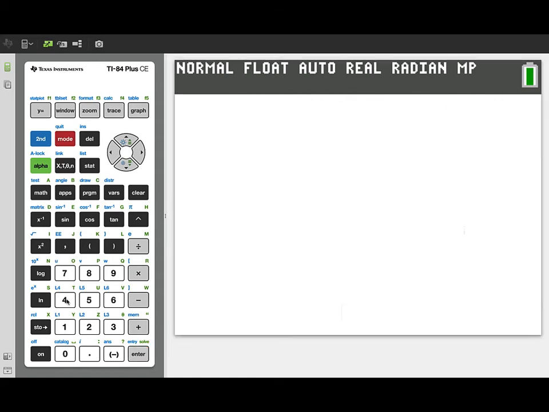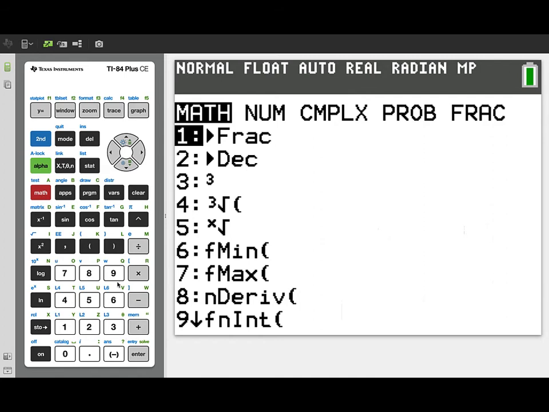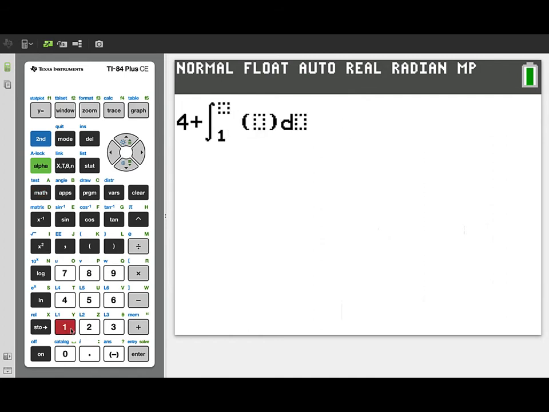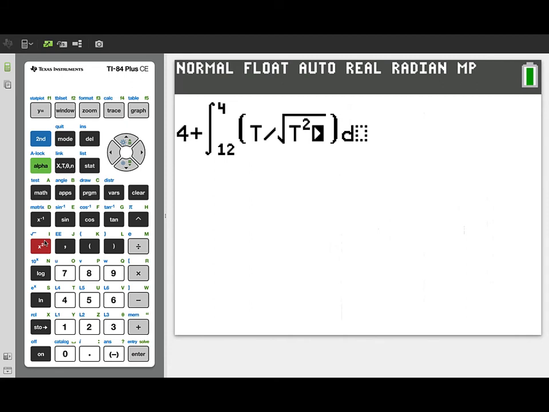In the same problem, we're given the x-coordinate at time t equal 12 is 4, and we're explicitly given x prime of t. So we're going to use the fundamental theorem of calculus to get the exact position of x at 4. So we're going to integrate from 12 to 4 of the explicit formula for x prime of t, which was given to us as t over the square root of t squared plus 25. And that entire quantity is under the square root sign.